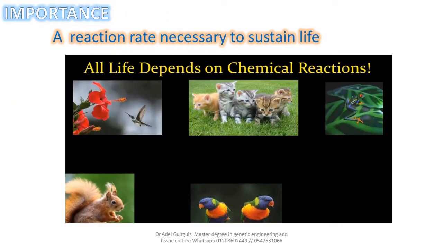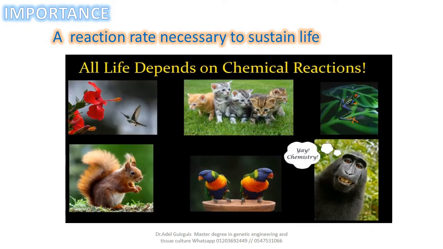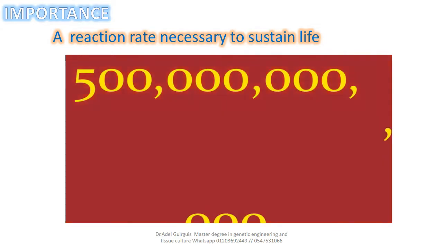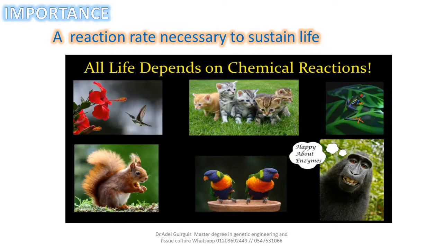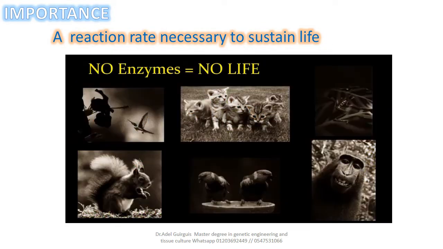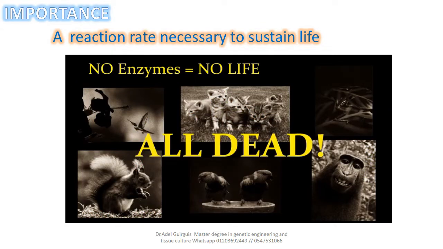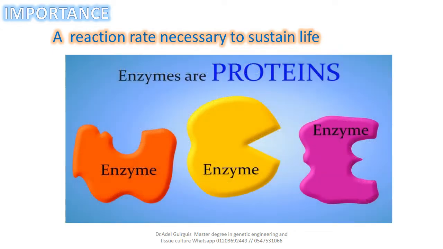All living things are kept alive by doing chemical reactions. In fact, some estimate that your body performs around 500 quadrillion reactions per second. That's a lot. These reactions would keep you alive and are done by special molecules called enzymes. So enzymes are super important. No enzymes, no life. We all dead. So what are enzymes? Enzymes are proteins that speed up chemical reactions to make them happen.